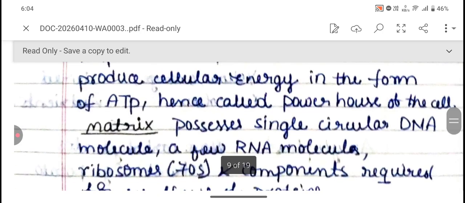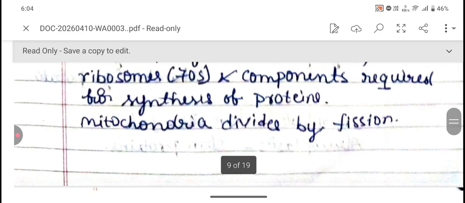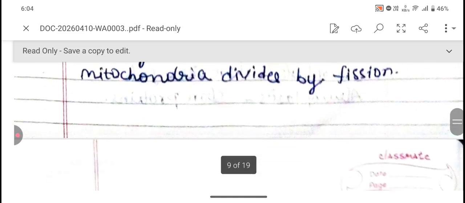The matrix which is present in the inner membrane possesses a single circular DNA molecule, a few RNA molecules and ribosomes which are 70S, and components required for synthesis of proteins. The mitochondria divides by fission.